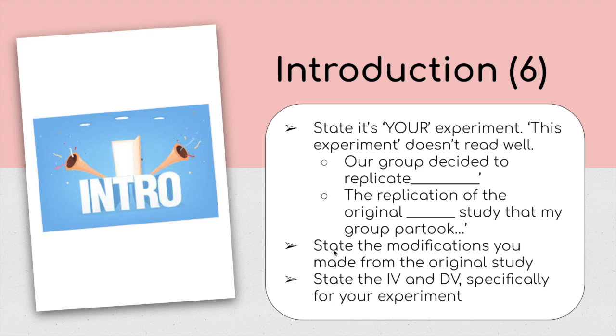Also, many of you did not state the modifications you made from the original study. In many of the experiments you were replicating, there would have been maybe 3, 4, 5 conditions, lots of different groups, and you were only allowed to do 2 conditions, 2 groups. That is a modification. If there were 5 groups doing different things in the original experiment and you just changed to 2, that's a modification. We need to know about that.